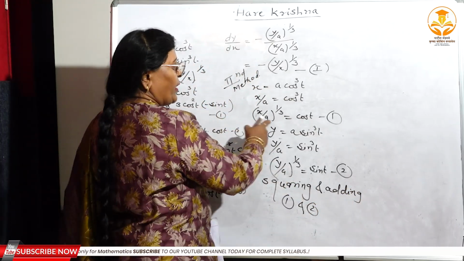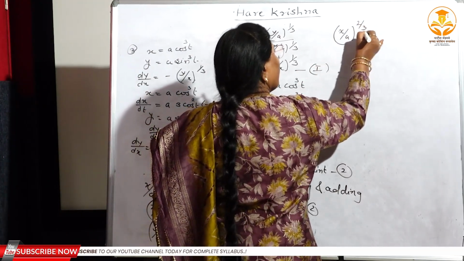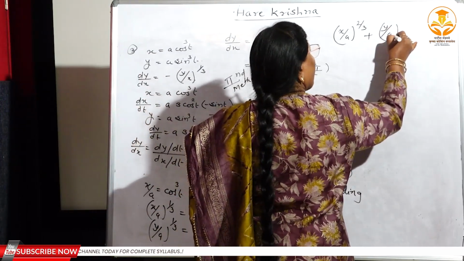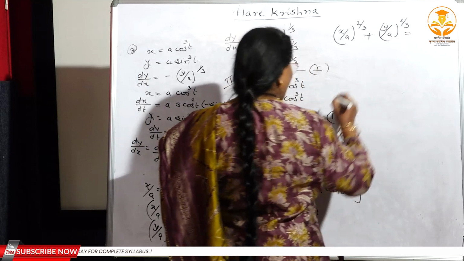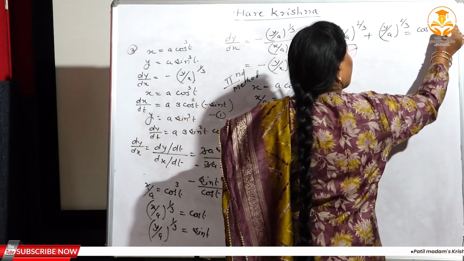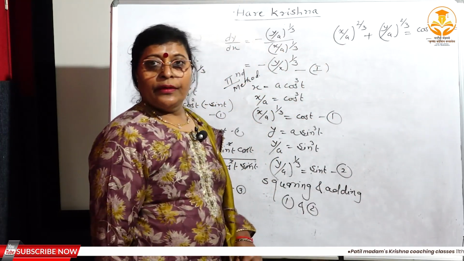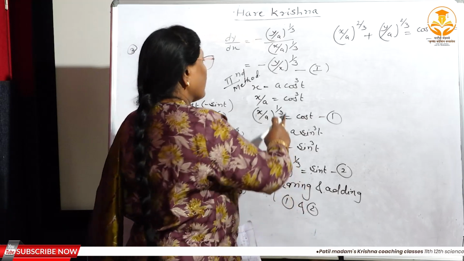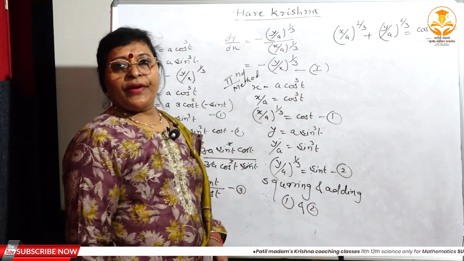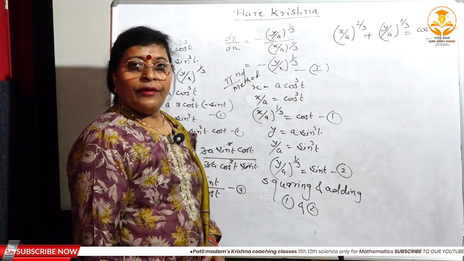If you make the square of this, you have got (x by a) whole to the power 2 by 3, and here again (y by a) whole to the power 2 by 3, and here you have got cos square t plus sin square t, which is equal to 1. Means by this method you can completely eliminate t, and your function is in the form of x and y. Now easily you can find out the derivative.